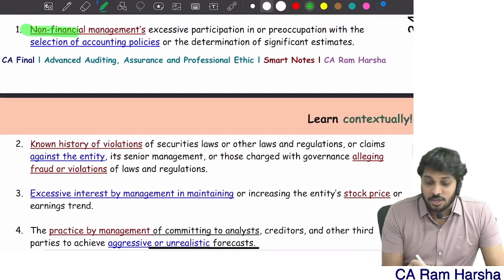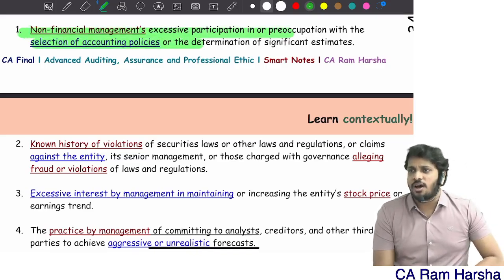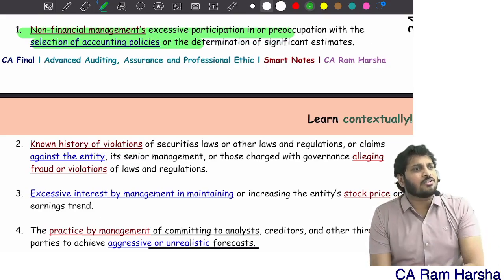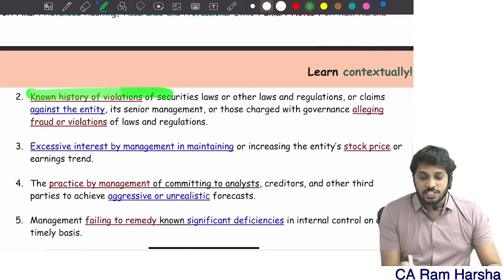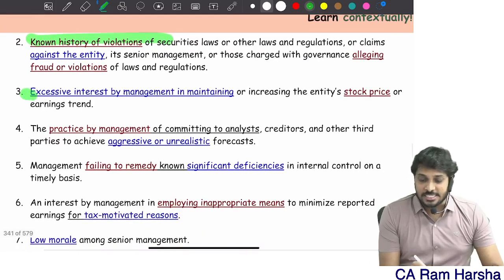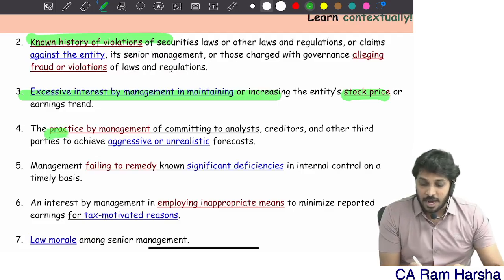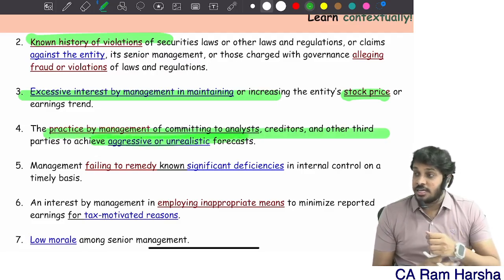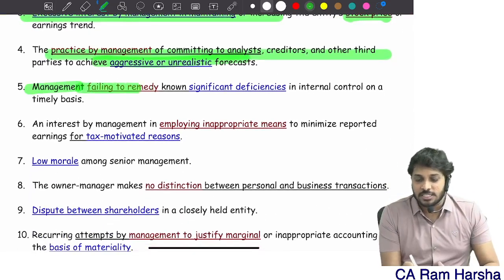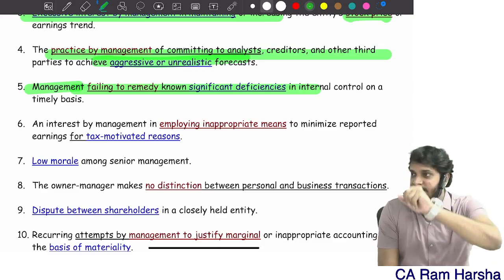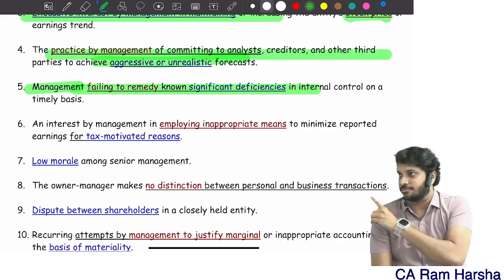So, for example, non-financial management is excessively participating in accounting policies. Non-finance people, what is their relevance for accounting policy? That indicates they want to do some fraud. Known history of violation. Excessive interest by management in maintaining stock market prices. Participation by the management where they are giving aggressive or unrealistic forecasts. Management is failing to remedy significant deficiency in internal control. They know that there is a deficiency in internal control, but they are failing to remedy.